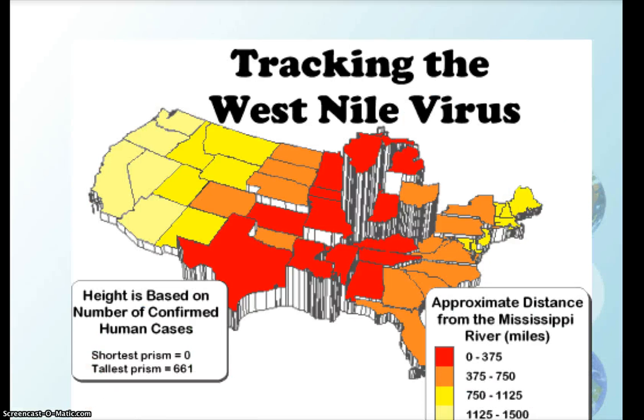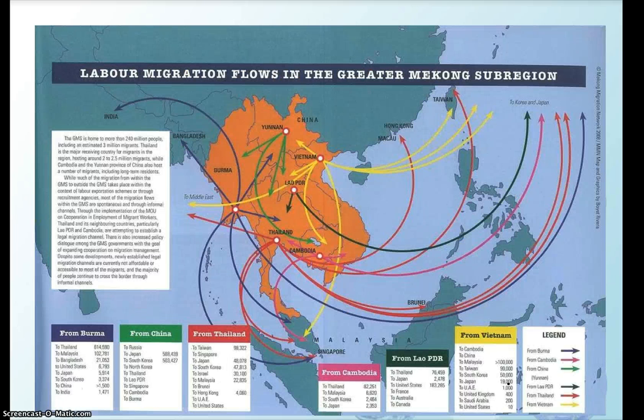Here's another example of a map. Maps can not only be used for wayfinding, but to also convey information. So, for example, this map has created categories that show the approximate distance from the Mississippi River and color-coded states based on that, and then created prisms below the states that show the number of confirmed human cases of West Nile virus. So you can really quickly begin to see associations here between location near the Mississippi and the prevalence of human cases.